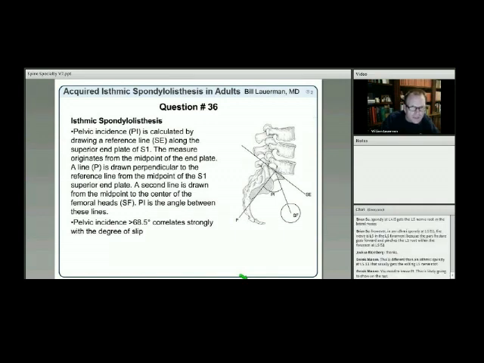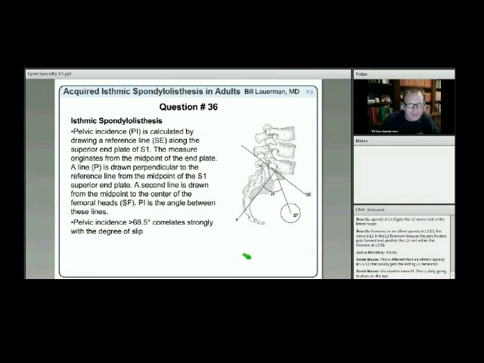So pelvic incidence is calculated by drawing a line perpendicular. First you draw a line parallel to the superior end plate of the sacrum. Then you drop a perpendicular to that line from the midpoint of the S1 superior end plate. And the angle between that line and a line from that reference point to the center of the femoral heads is your pelvic incidence. And the pelvic incidence, the average is about, I think, 48 degrees.